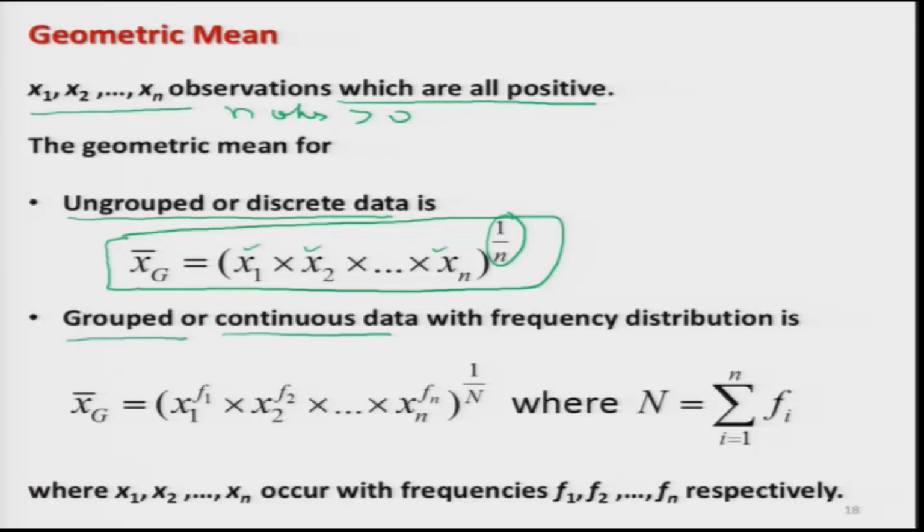And similarly, in case you have the grouped data in which every xi has frequency, say fi, then in this case the geometric mean is defined by x1 raised to the power of f1, x2 raised to the power of f2, xn raised to the power of fn, and all these values have to be multiplied. So, this is the product of xi raised to the power of fi, and the power here is 1 upon capital N, where N is the sum of all the frequencies.